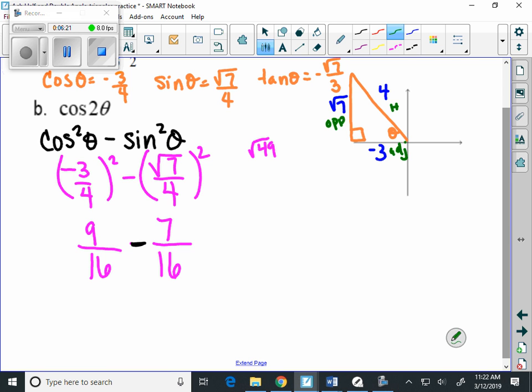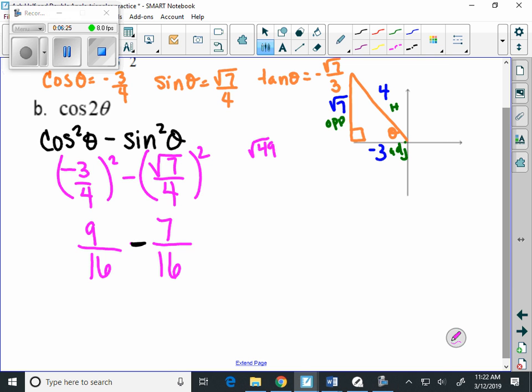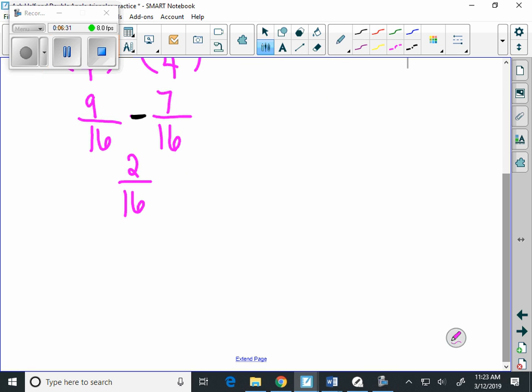But when we finish this problem here, or at least get close to finishing, we already have a common denominator, and 9 minus 7 is 2/16. And 2/16 can be simplified to 1/8. And that's our answer for the cosine of 2 theta equals 1/8.